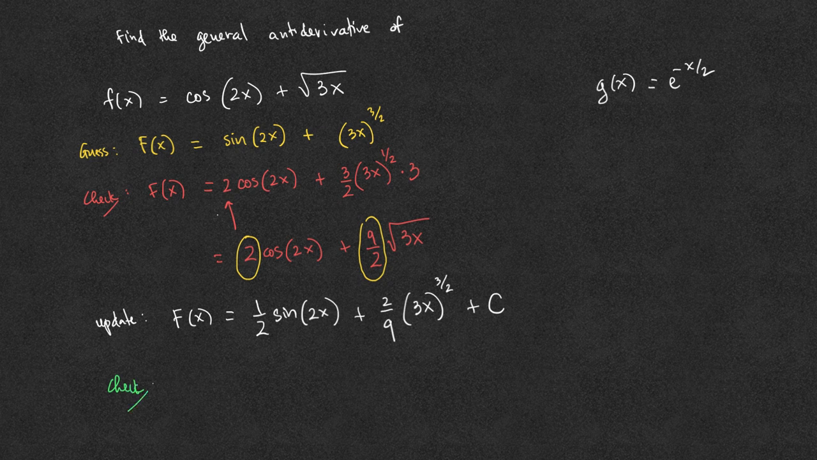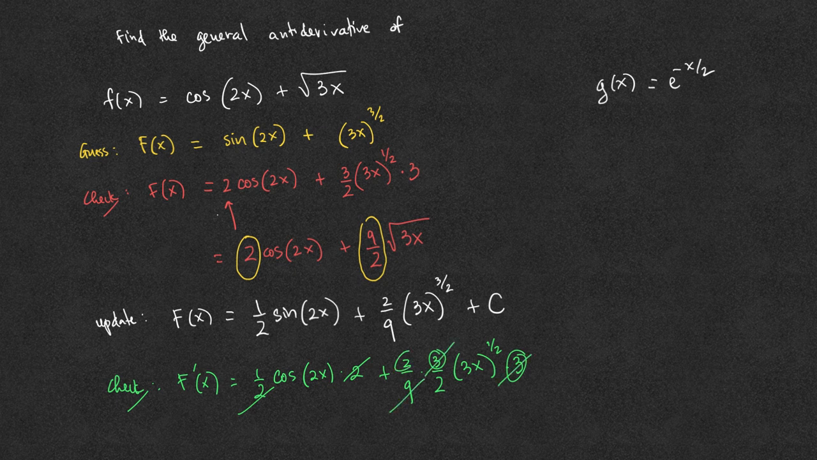We then check this. F prime of x is, we bring down 1/2, the derivative of sine of 2x is cosine of 2x times 2, and the 2 cancels out. Plus, we bring down the 2 over 9, the derivative of 3x to the 3/2 is 3 over 2 times 3x to the power 1/2, but we also need to multiply by 3 using the chain rule. 3 times 3 is 9, which cancels out the 9, and then 2 over 2 cancels out. The derivative of a constant c is 0.